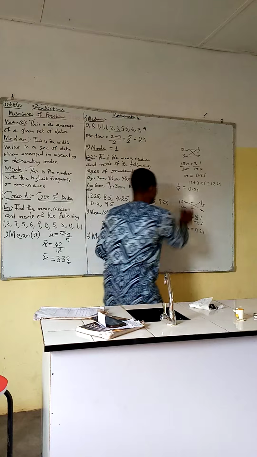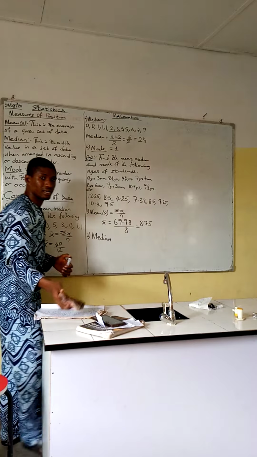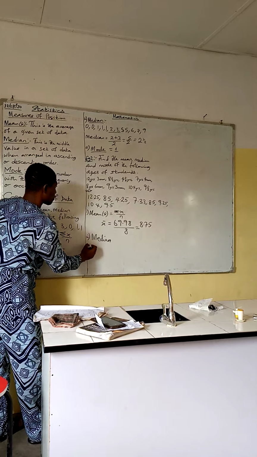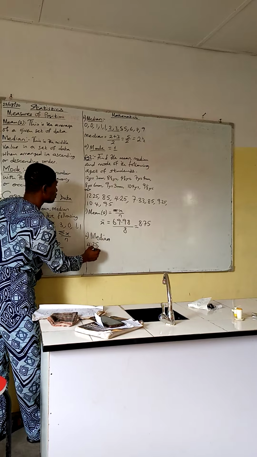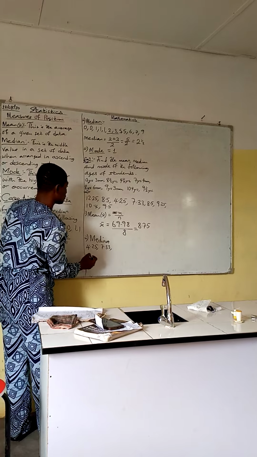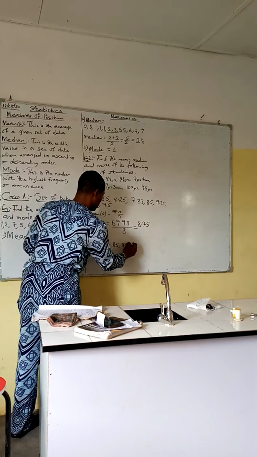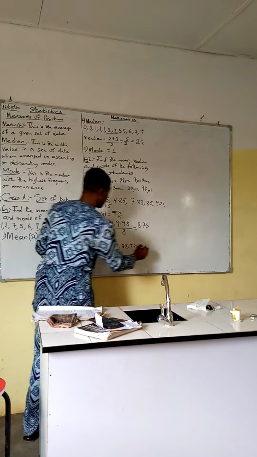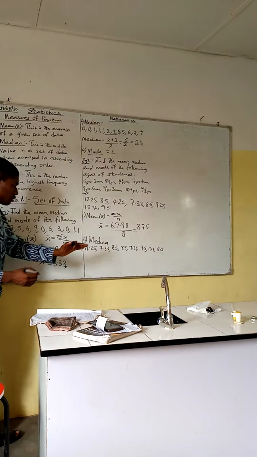The median: it says the x values must be in ascending or descending order. So in ascending order, what's the lowest value there? 7.2. No, 4.25, then 7.33, then 8.5, 9.25, 9.5, 10.4, 12.25. That's all. So what's the median?